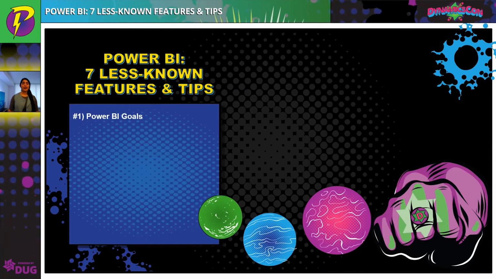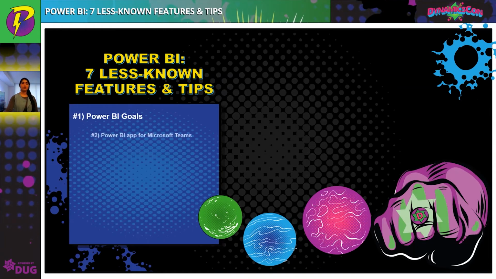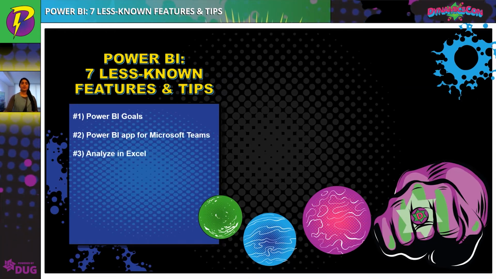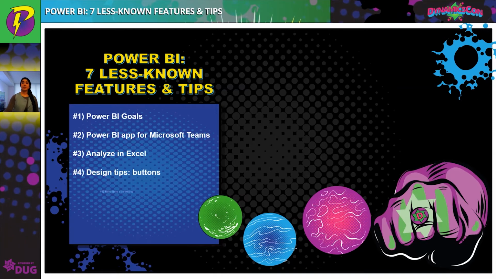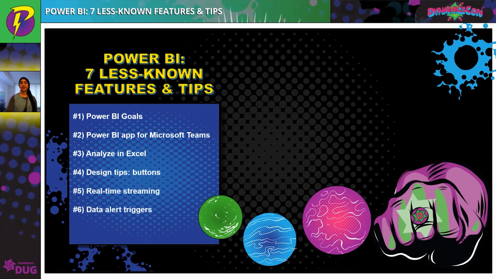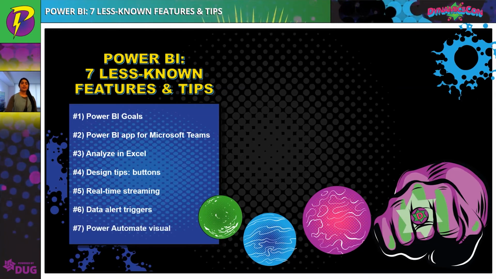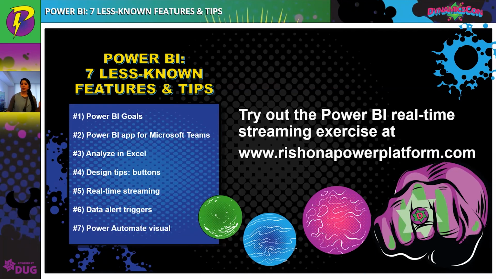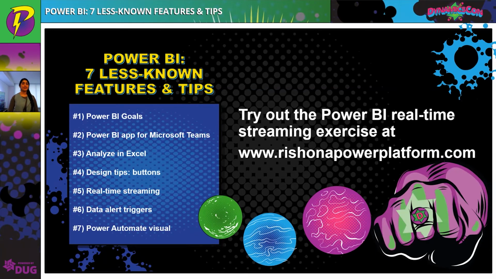To recap, this is what I've shown you in this session. We've taken a look at, first of all, Power BI goals, the app that you can get for Microsoft Teams, analyze in Excel capability, interesting ways you can use buttons, and looking at Power Automate, real-time streaming, triggering data alerts, and lastly, the Power Automate visual.